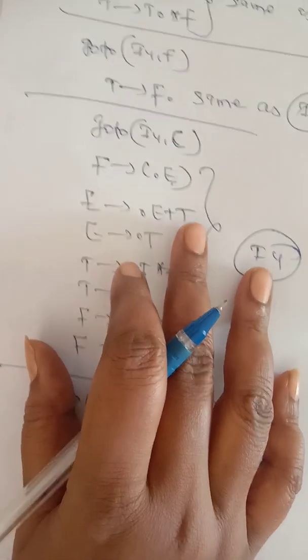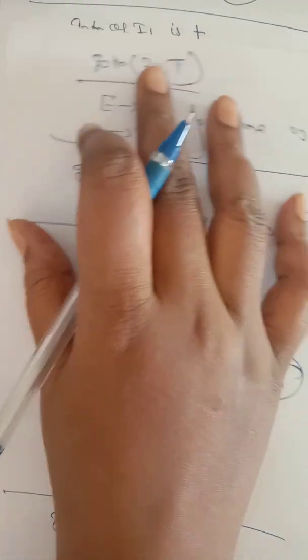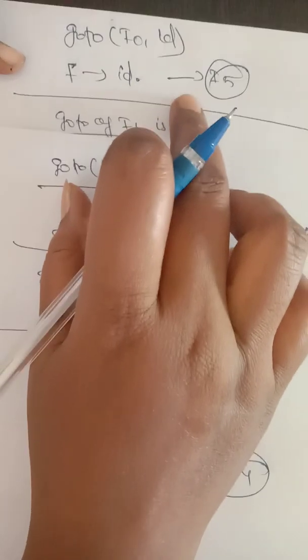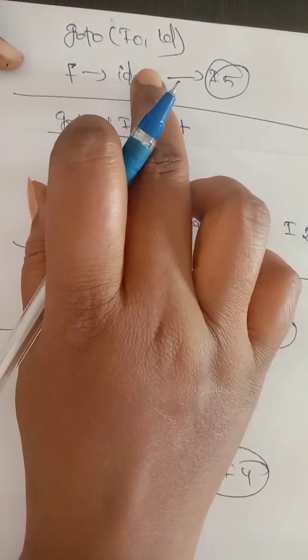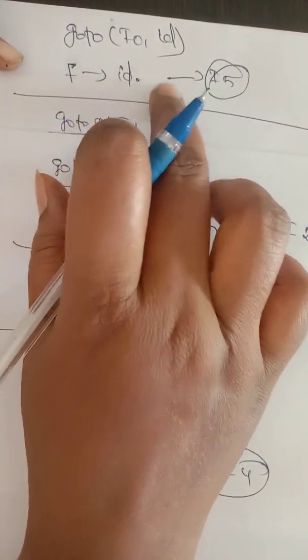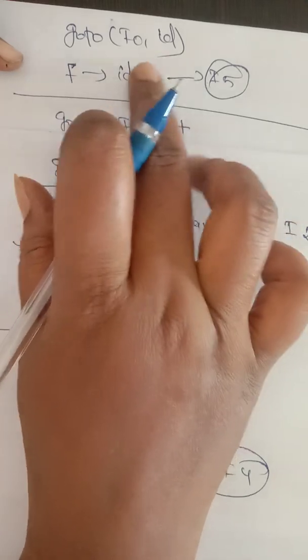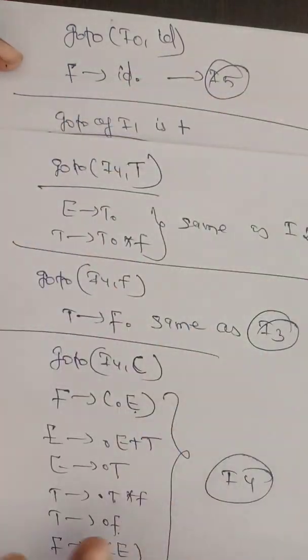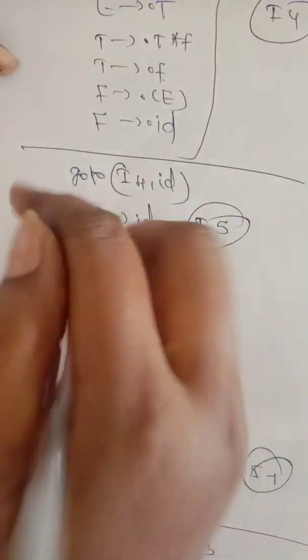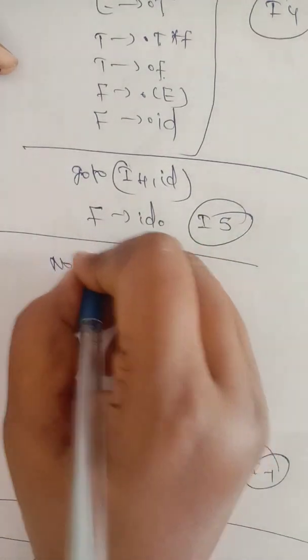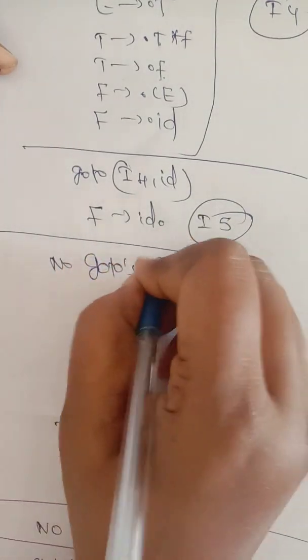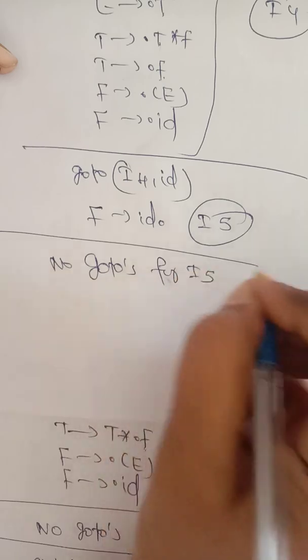Next, come to I5. Find I5 gotos. What are the I5 gotos? F goes to ID dot. After the dot operator we do not have any value, so here there are no gotos. Just write no gotos for I5, over.